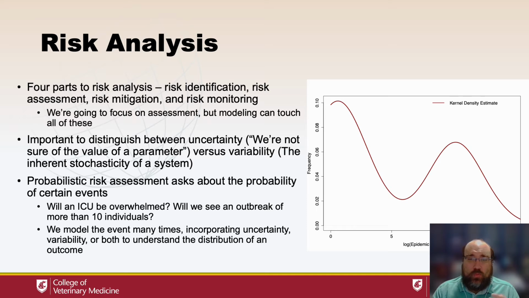So one method of this is risk analysis, which has 4 parts: risk identification, risk assessment, risk mitigation, and risk monitoring. We're going to talk about assessment, but modeling can touch on all of these. And this is really just asking, what is the likelihood that something we're worried about happens? So here it's important to distinguish between uncertainty, where we're not sure of the value of a parameter, or we believe the parameter is drawn from a distribution, versus variability, which is that the system itself is inherently stochastic.